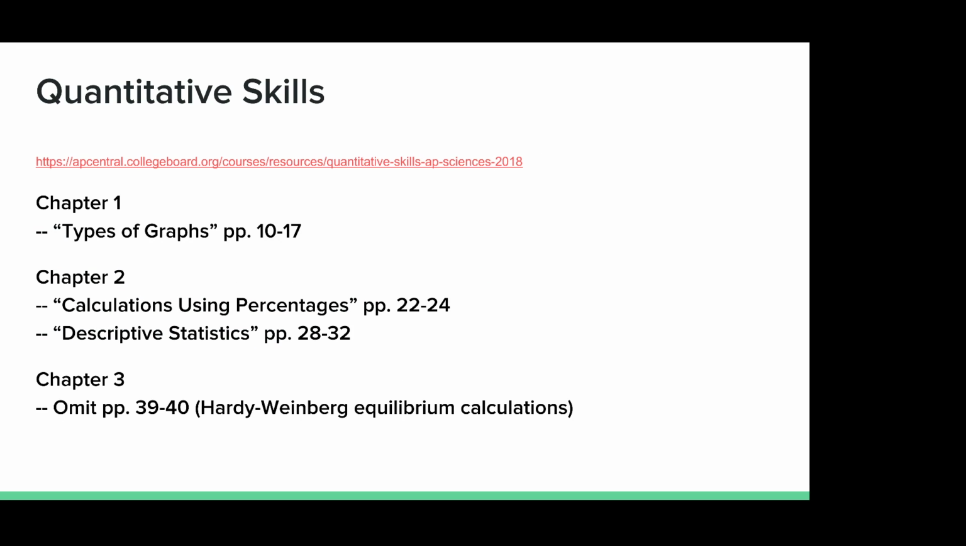Next slide. The other source where I primarily pulled my information from is the quantitative skills packet, which you see here. There's a link to it directly. It's partitioned into a bunch of chapters, individual PDFs for each chapter. Chapter 1 is the types of graphs, which we'll talk about first. Chapter 2, calculations using percentages and descriptive statistics. Those are the two portions we will hit. And then chapter 3, Hardy-Weinberg equilibrium calculations. I'm going to largely omit that. That could be its own review session, given how deep we dive into those problems.